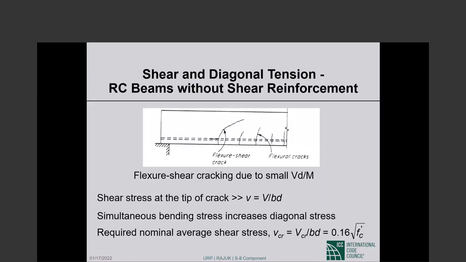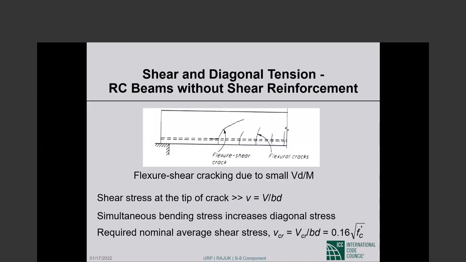So flexure shear cracking happens at a significantly lower stress than the 0.29 square root of f sub c prime value that I showed you on the previous slide. It tends to happen at around half of that. We take it as 0.16 square root of f sub c prime. So web shear cracking stress is 0.29 square root of f sub c prime. Flexure shear cracking stress, on the other hand, is 0.16 square root of f sub c prime.